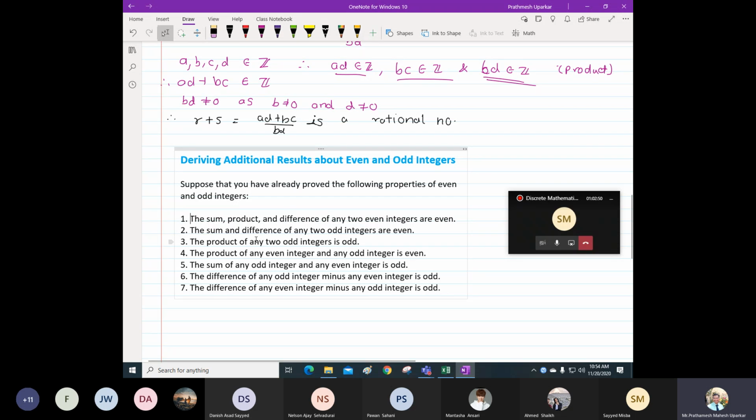What about the second thing? The sum and difference of two odd integers are even. मतलब क्या है, if I take two odd integers, a is an odd integer, b is an odd integer, then a minus b is an even integer. Similarly, a plus b is an even integer. Product of two odd integers is an odd integer. Product of any even integer and odd integer is an even integer. So we can get any of these seven things as proved.